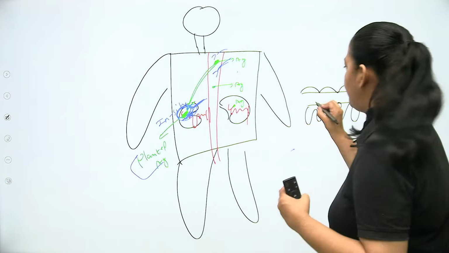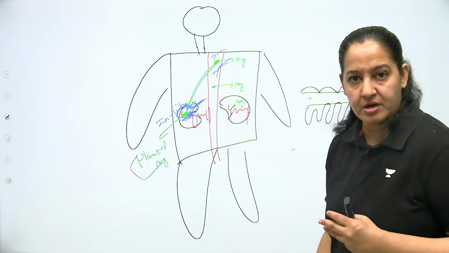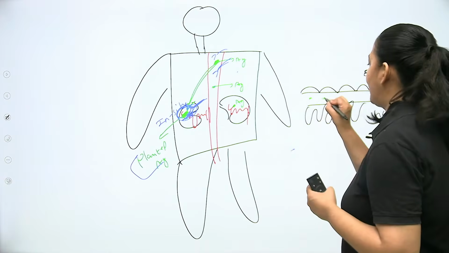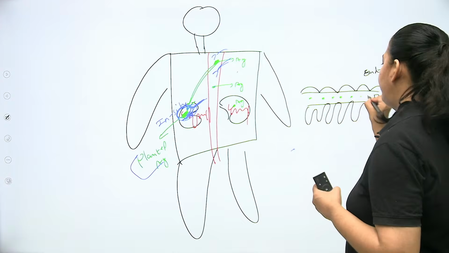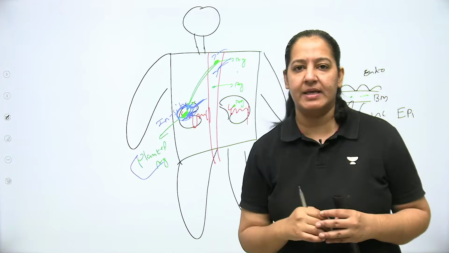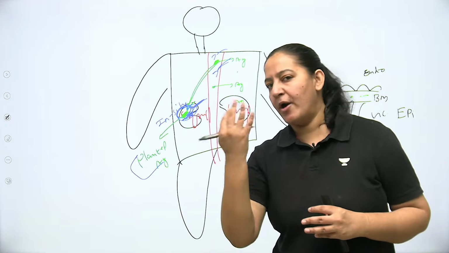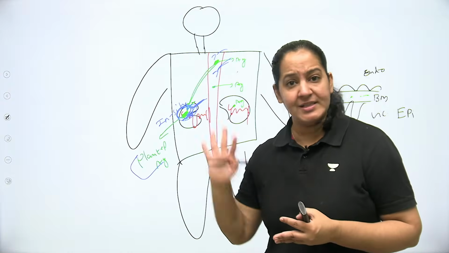It is a part of basement membrane. You know basement membrane is made up of collagen, type 4 collagen. So the antigen is type 4 collagen, and the body is forming antibodies against that. You may ask me, ma'am, why will the body form antibody against its own antigen? It is not foreign.